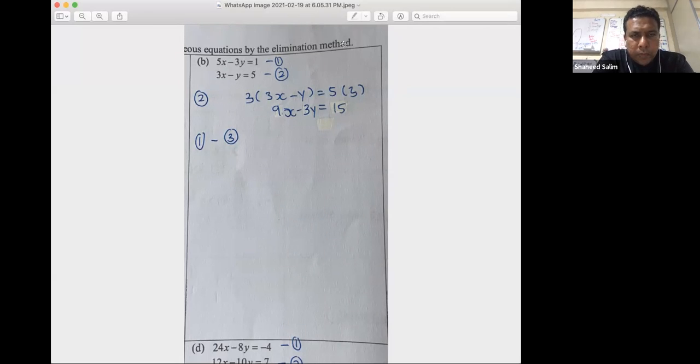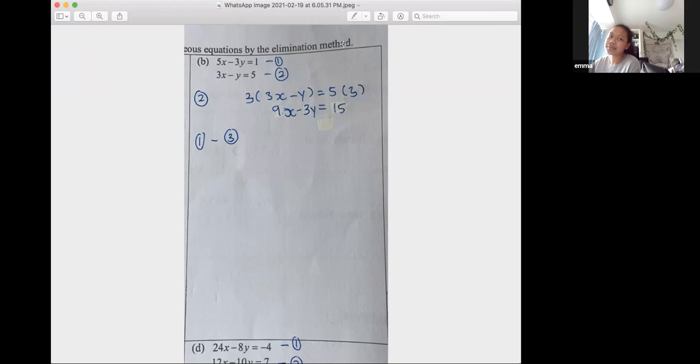Okay. So correct. So do 1 minus 3 and you will get... Can you try? Because when you do 1 minus 3, the minus 3y disappears. Or instead of minus 3, you can take 3 minus 1. You can do 3 minus 1. So you got 9x minus 5x, you see, instead of 5 minus 9. Why don't you try? What do you mean? Oh, what do I mean?